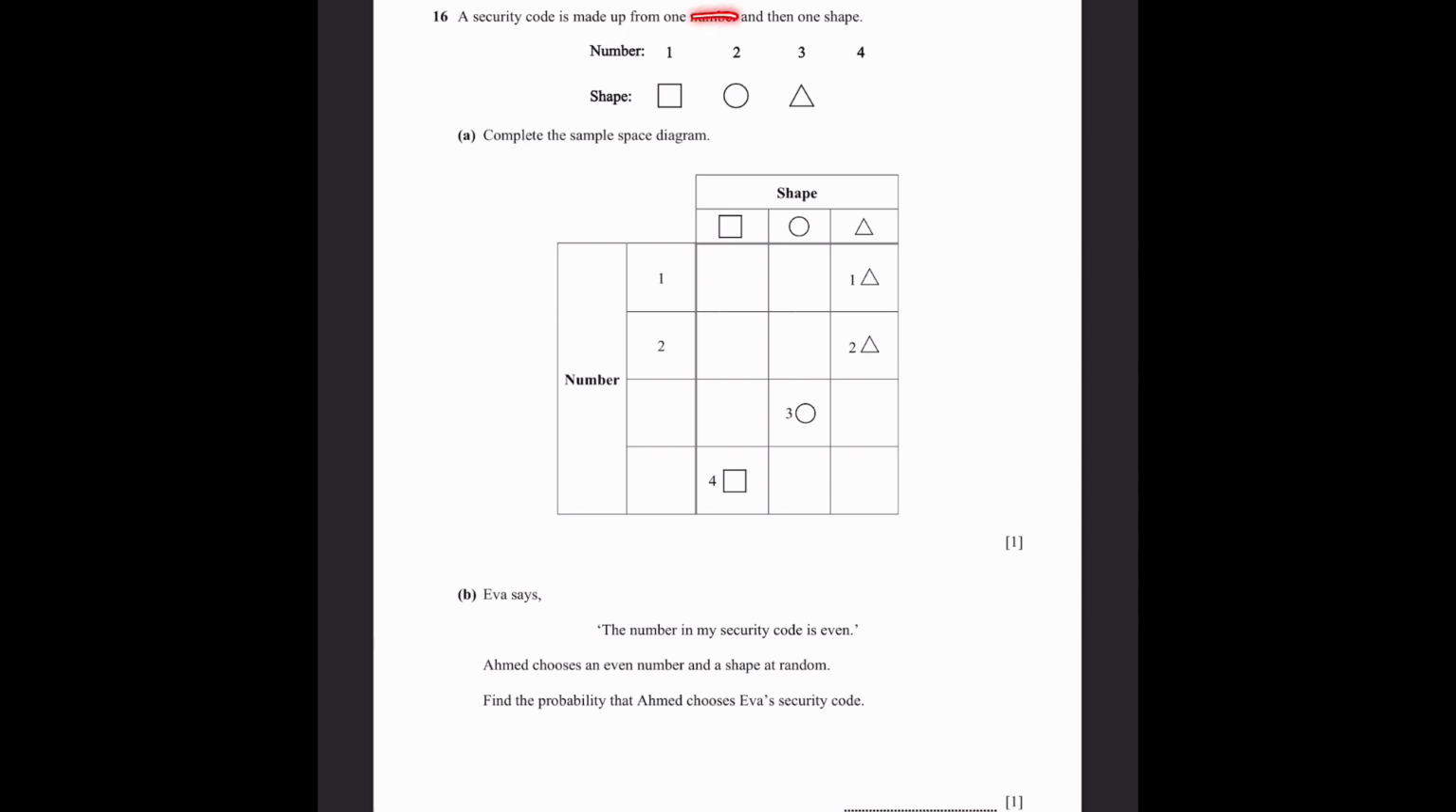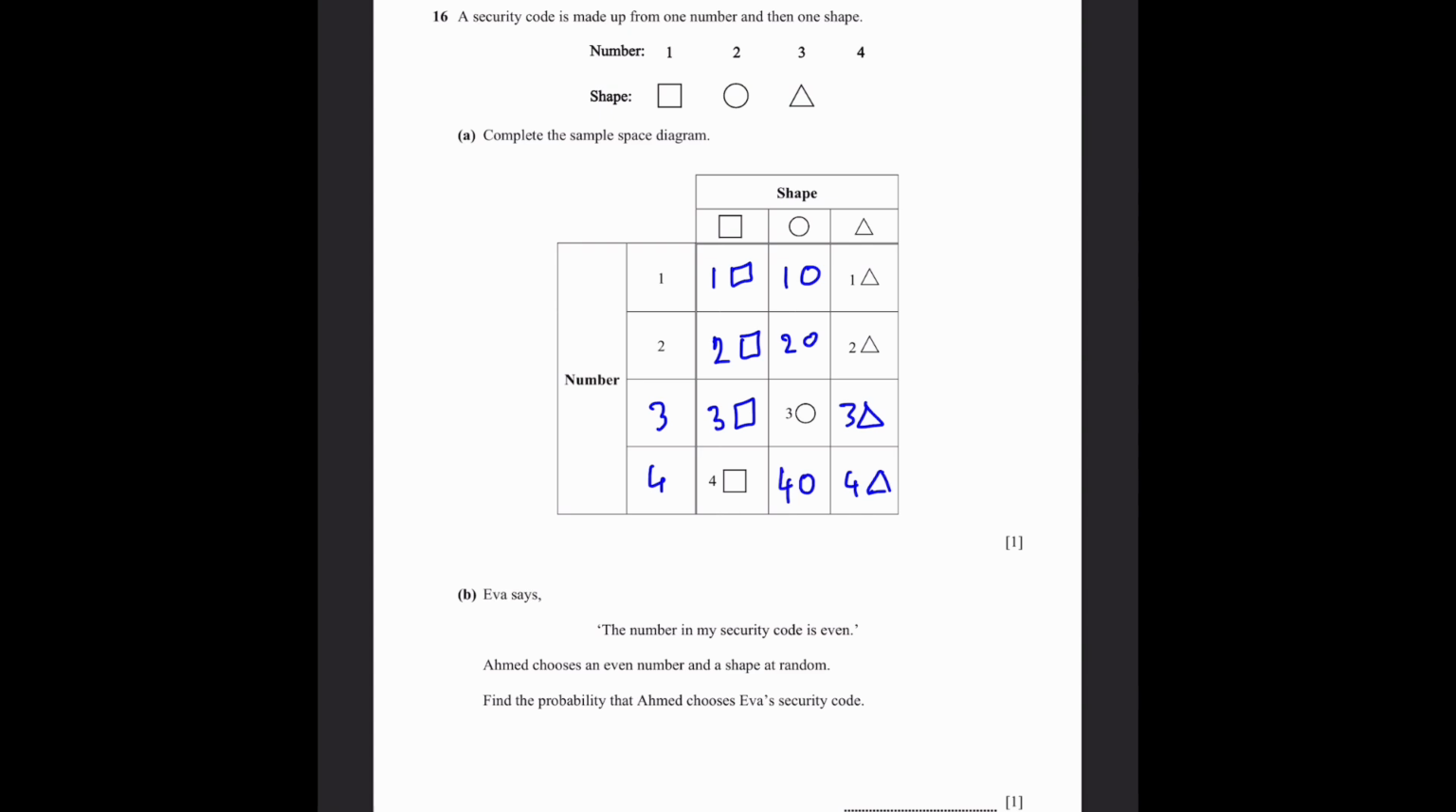16. A security code is made up from one number and then one shape. So the numbers are 1, 2, 3, and 4. Shapes are square, circle, triangle. Complete the sample space diagram. So this is quite simple. We just write down whichever is there. 1 circle, 2 square, 2 circle, 3 square, 3 triangle, 4 circle, 4 triangle. That's the answer.